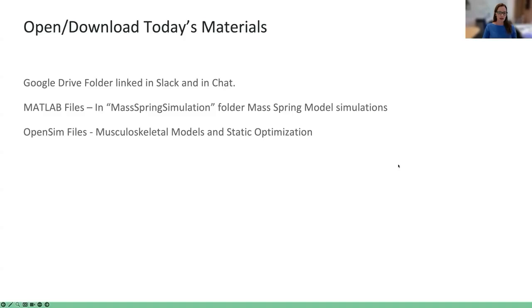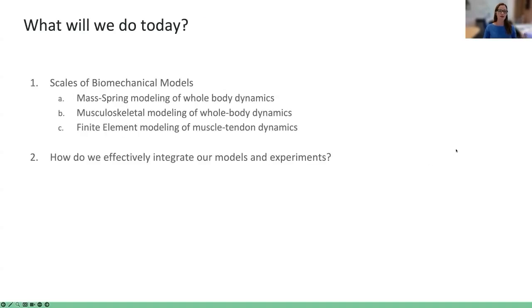So what we'll be doing is talking about three specific scales of biomechanical models. I'll start by kicking off with one of the simplest models of locomotion that's possible, the mass spring model, which represents whole body dynamics at a very abstract level. And we'll be talking about musculoskeletal modeling of whole body dynamics. And we'll talk about how we might integrate between these different approaches a little bit. And then Katie will be talking about finite element modeling of muscle tendon dynamics.